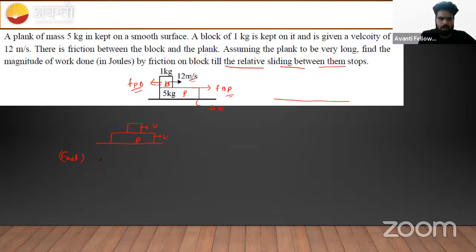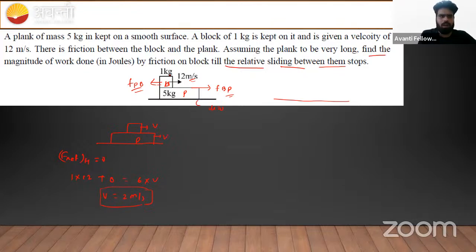If F net in the horizontal direction is 0, we can conserve the momentum. What is the initial momentum? That we can say is 1 into 12, and the plank is 0. What is the final? They will attain a common velocity, so we can write (5 plus 1) into 6 into V. What is the value of V? That is 2 meter per second, the final velocity.